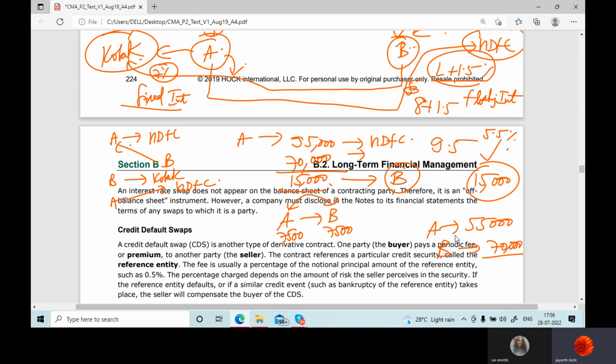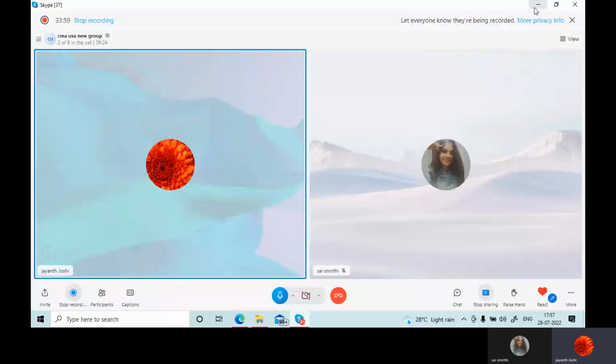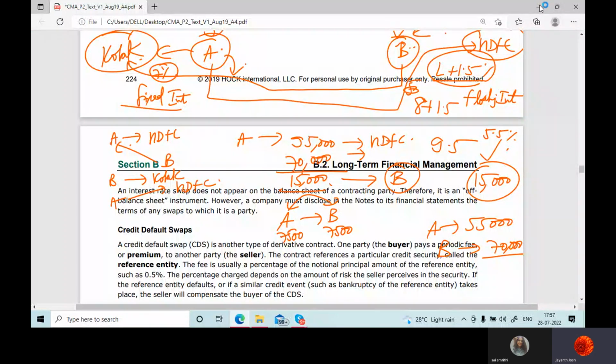Here who is benefiting? A is benefiting. How much? What's the difference? Hello? Sir, we can't see your screen. You can't see the screen. Now please see. Once again, please confirm. Can you see my screen now? Hello? Yes, sir. Yes, sir.